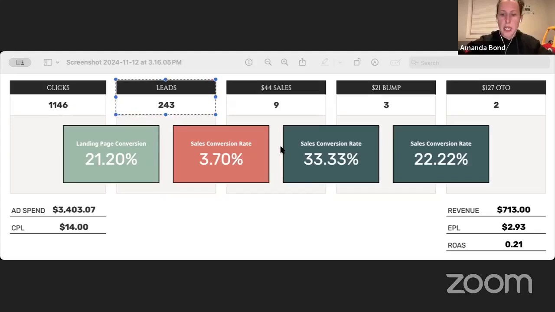3,403.07 divided by 9. The cost to acquire a customer right here is $378, but you're paying $378 to only make a fraction of that back. So what we need to think about is, okay, now what? Now that these people are in our world, now what?